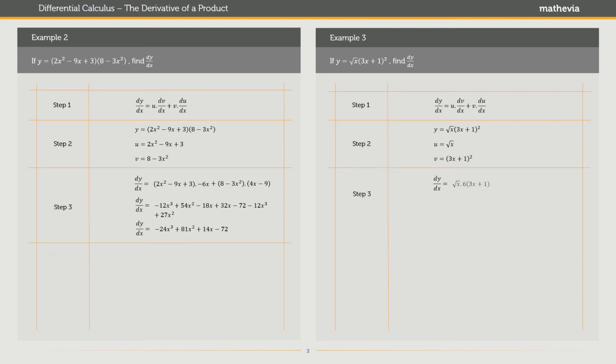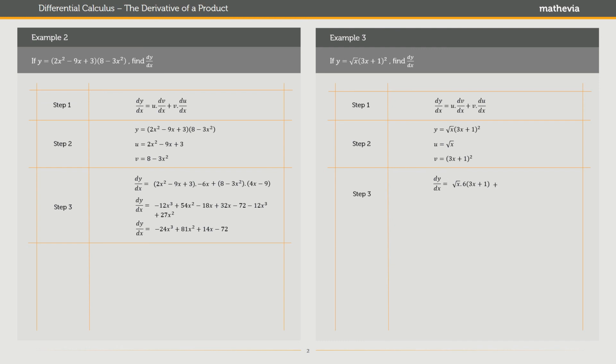dy/dx equals keep u constant and differentiate v. Since u is root x, you keep root x, multiplying the derivative of v, and you would find the derivative of v by function of a function. You differentiate the inner function, you have 3, multiplied by differentiating the outer function, and you would end up with 6, I think. So in the end, you have 6 times 3x plus 1.